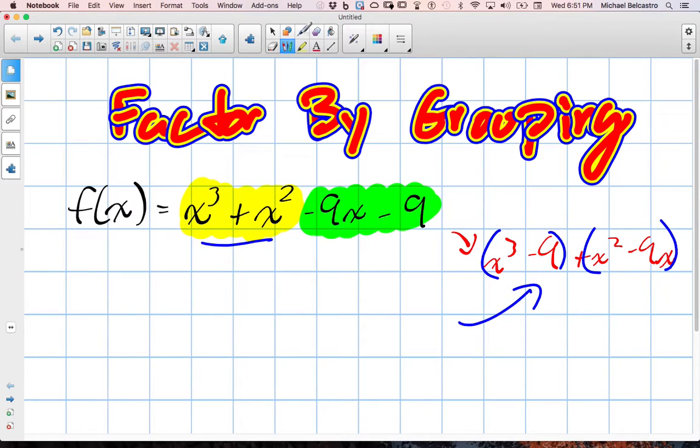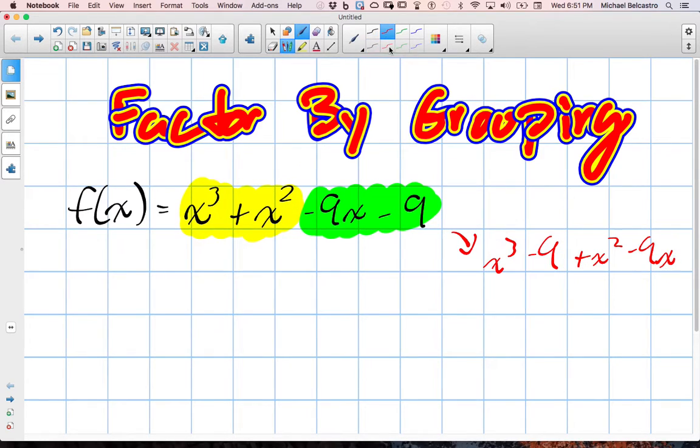So I look at the first set of binomials, or the first group. What comes out of both of these? Well, I can take x, and not only can I take x, I can take x squared out. So we're going to divide both of these by x squared. So now that becomes a common factor. We've taken x squared out, and what are we left with? Well, x cubed divided by x squared is x, and x squared divided by x squared is 1. So there's what's left.